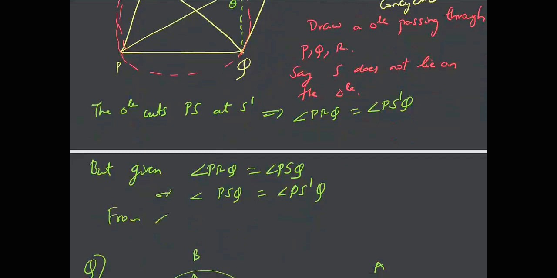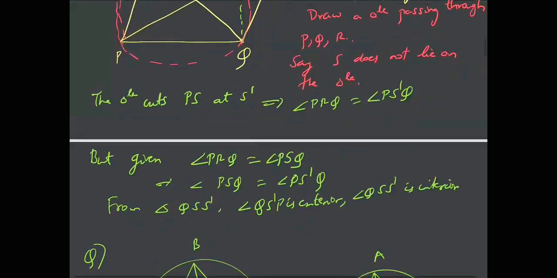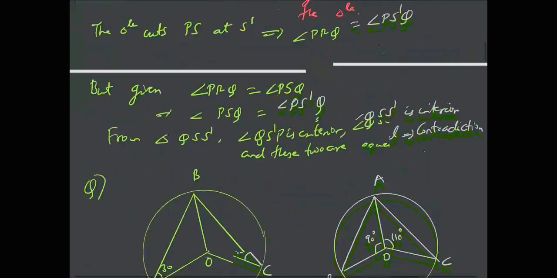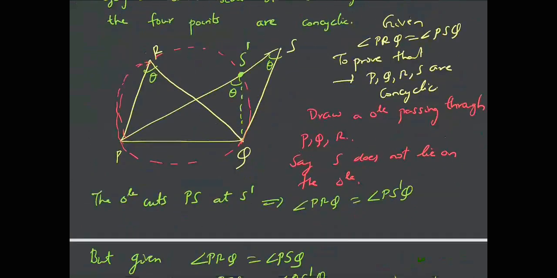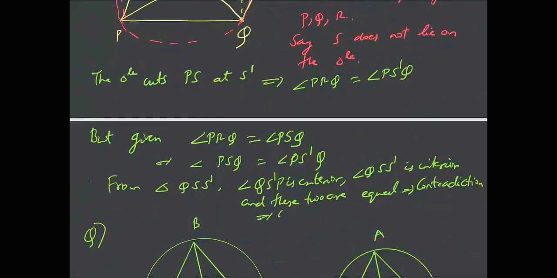So from triangle QSS dash, angle QS dash P is exterior, angle QSS dash is interior, and these two are equal. So this is a contradiction. It means that our assumption is false. Our assumption itself is false.